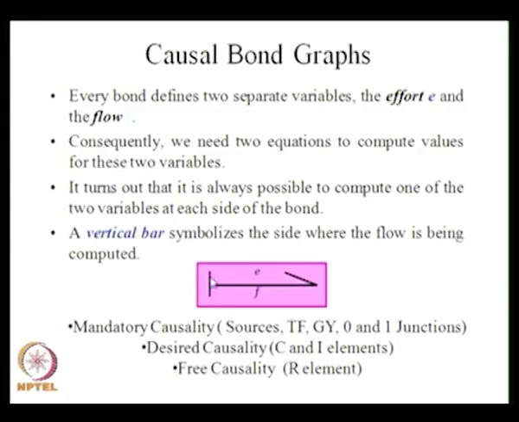So here you can see that a vertical bar is shown to show the causality. Wherever this vertical bar is shown, it shows that the flow is calculated on that side and effort is coming on this side. That is the representation for the vertical bar, or the causality of the bond. There is mandatory causality for sources, TF, GY and 0 and 1 junctions, and there is a desired causality for C and I elements and free causality for the R element. I will explain shortly how we actually give this causality.